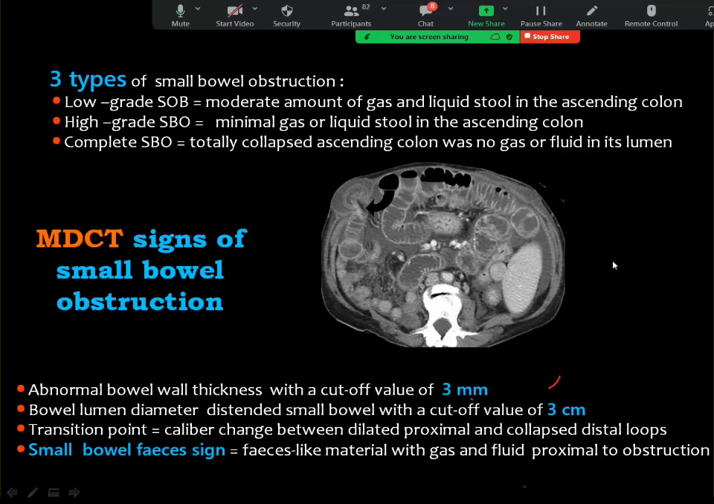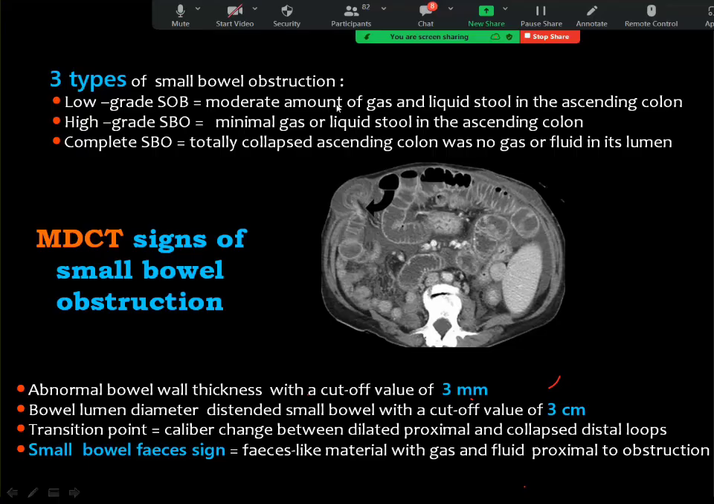Next case, and this is hernia, and you have seen it before, with intestinal obstructive changes. In the literature, there are three types of small bowel obstruction: low grade, high grade, and complete. Then, in order to differentiate between the three, just look to the colon. Just look to the ascending colon.